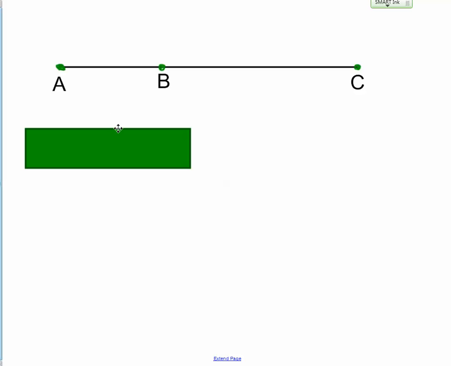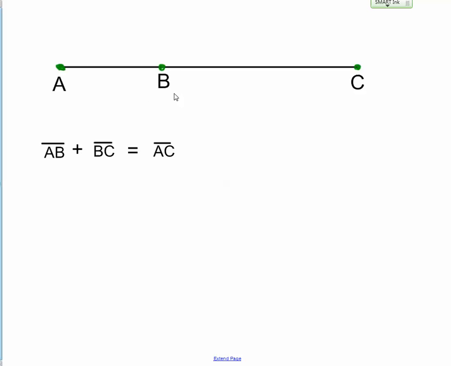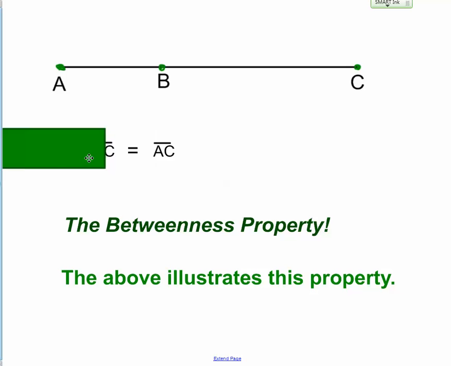Then we talked in class about this betweenness property. The betweenness property says if B is a location on a number line between A and C, then segment AB plus segment BC is equal to segment AC, the whole thing. We're just talking about this segment plus this segment equals this entire segment. The betweenness property literally just says that in order for me to add those, B must be between A and C.